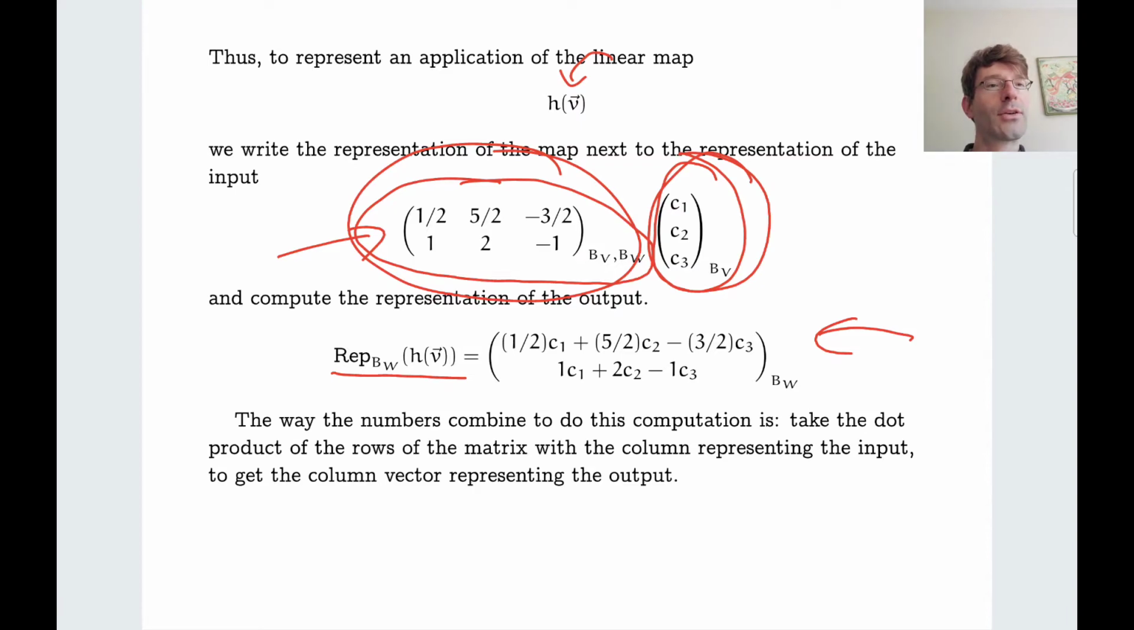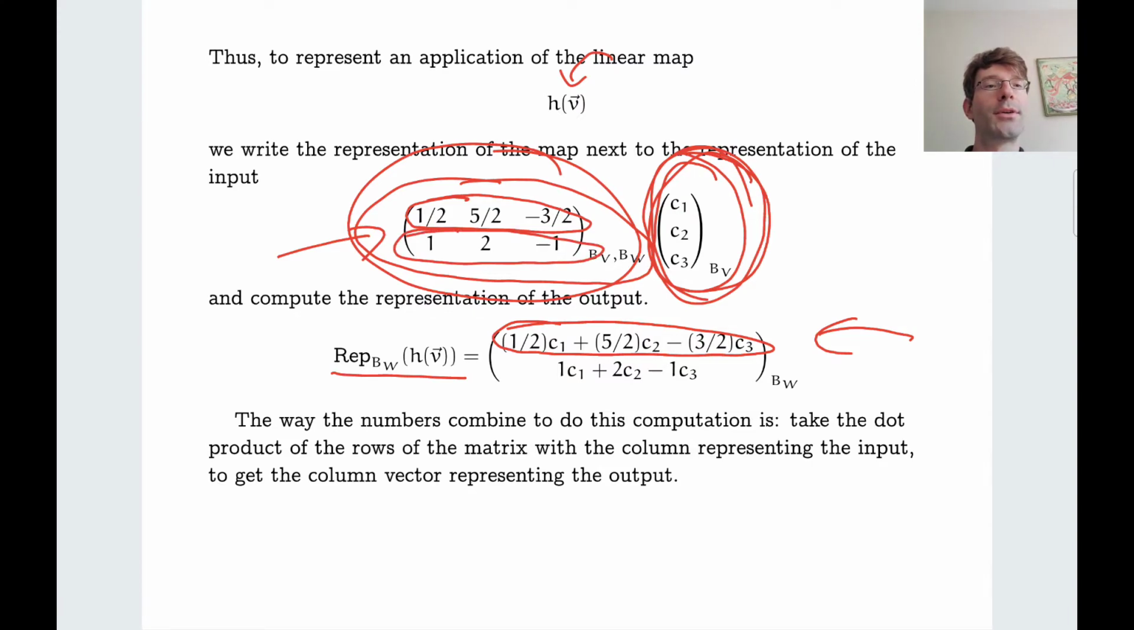And if we take a closer look, you see that in fact we obtain the top entry of this vector by taking a dot product of the first row of this matrix with this vector, and similarly by taking the dot product of the bottom row of the matrix with this vector C1, C2, C3, we get the bottom entry of this result vector.